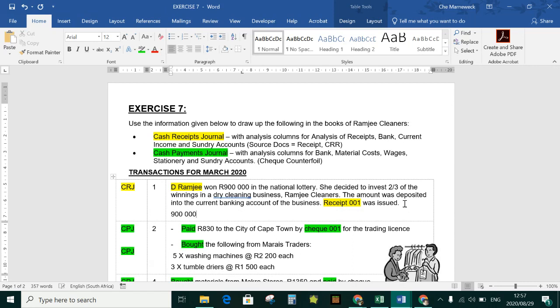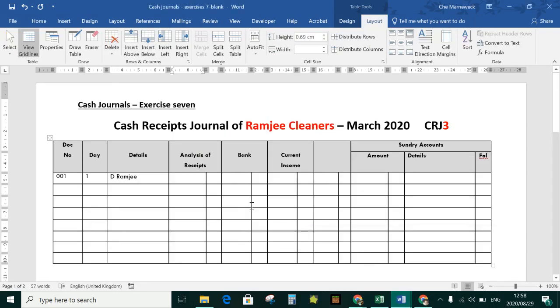If we divide 900,000 by 3, we would get 300,000. That would be 1/3. So we need to work out 2/3. So we times it by 2, and we get 600,000. The other way to do this calculation, as long as you're happy working with your fractions, on the Casio calculator, I think you can just do it straight as 2/3 times 900,000, and you should get 600,000. That's how much money is going into the business. So we record 600,000.